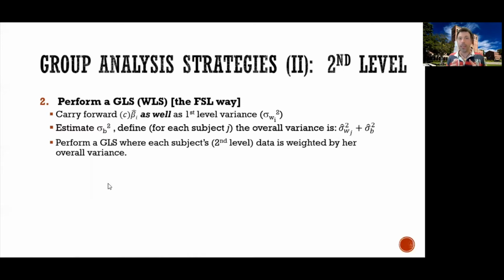So this stratagem, by using the mixed effects variance, allows you to say that the two-step approach, the hierarchical, the summary statistic approach, is identical to the all-in-one approach. So you carry forward the variances from the first level, you estimate the sigma squared between, and then you perform essentially a GLS, or rather a weighted least squares.